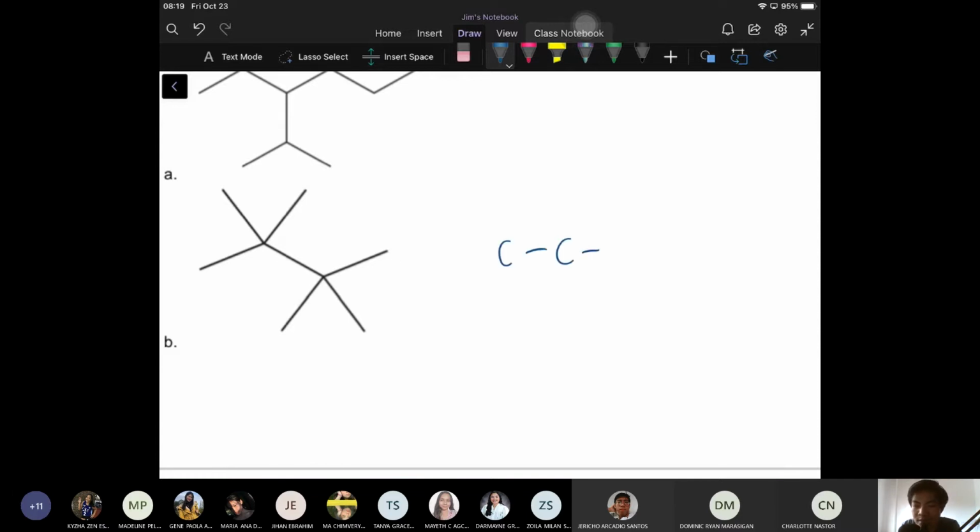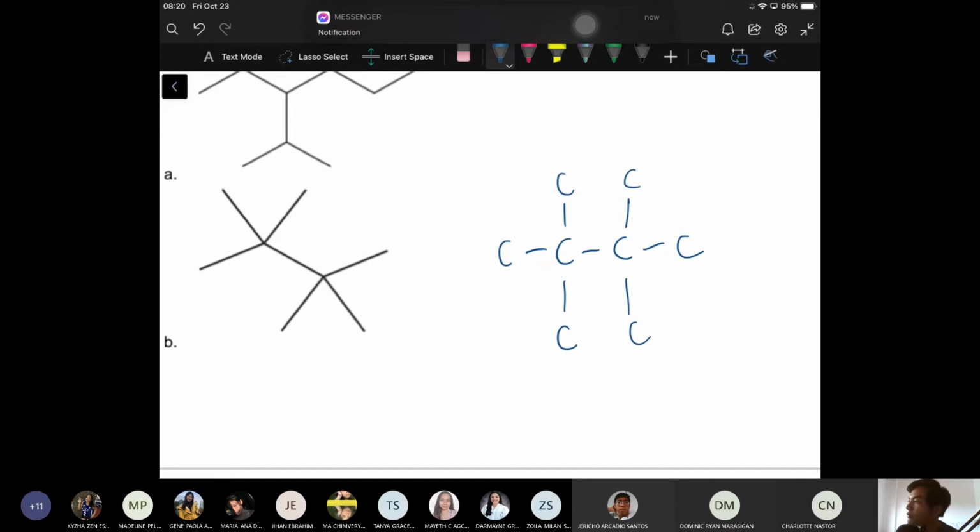So, that's C, C, C, and another C. Plus, sa second carbon, may 2 carbon na nakakonekta sa kanya. Yung isa lalagay ko na lang sa baba. Okay lang yan. Kasi pag nilagay ko yung parehas dito, masyadong masikip. Okay? So, okay lang na ganyan yan. Sa third carbon, may 2 uling carbons na nakadugtong. Okay? So, ganun lang.